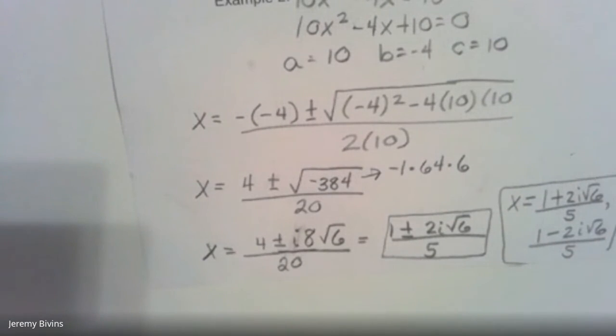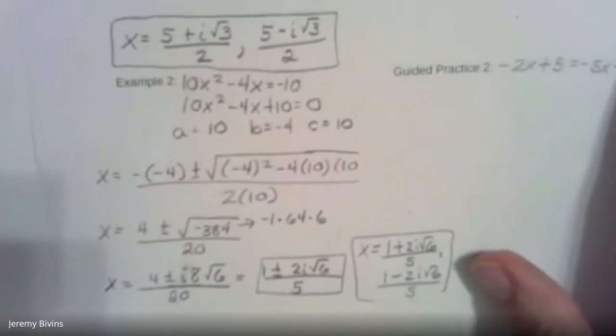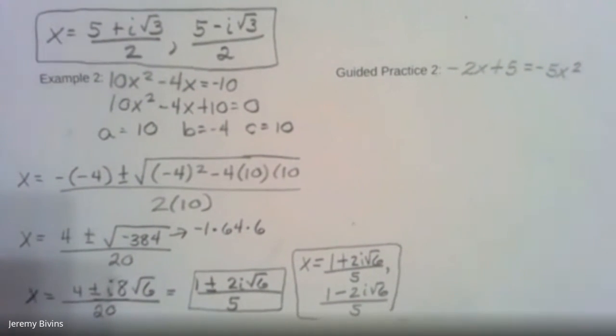All right, at this point, we're going to move over to the guided practice 2. Guided practice 2 on your paper reads, negative 2x plus 5 equals negative 5x squared. I would go ahead and pause the video and practice this and hit play when you're ready to go through and check your actual answers, which is what I'm going to be jumping to next.